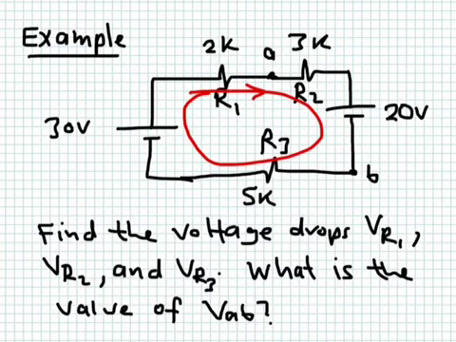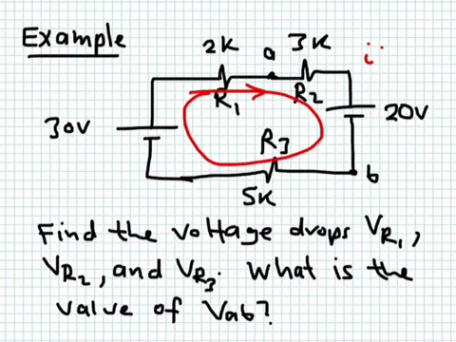If I assume that the current is flowing in the clockwise direction, I will assume a current I flowing this way. In that case, I have an equivalent voltage. If I go in the clockwise direction, I have plus 30 here and minus 20 here. Remember, this source is trying to push current in the clockwise direction, while this source is trying to push current in the counterclockwise direction. This is why they must subtract. So the equivalent voltage is 30 volts minus 20 volts.